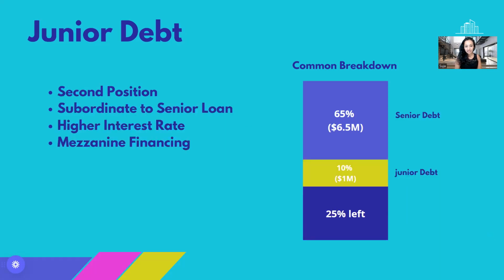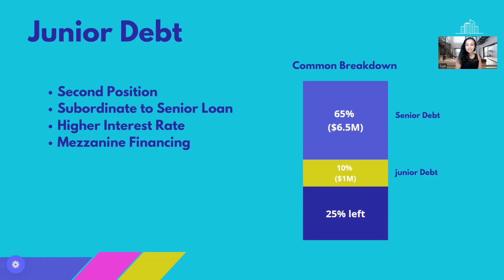The next is junior debt. So junior debt is also sometimes called mezzanine financing or mezz debt. And junior debt is in second position. It's subordinate only to the senior loan, and it would get a higher interest rate. And that's because it's taking a little bit more risk than the senior debt position. So in this case, let's say that the junior debt is 10% of the total capital stack. So that is equal to $1 million. So $6.5 million came from the senior debt, and then we've got $1 million that came from the junior debt. So that's a total of $7.5 million.